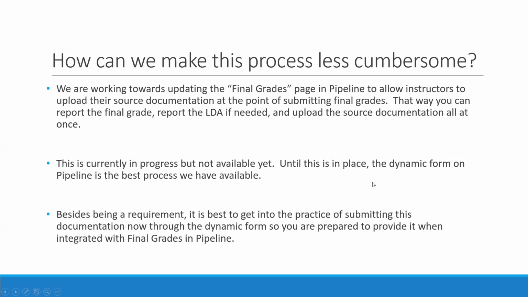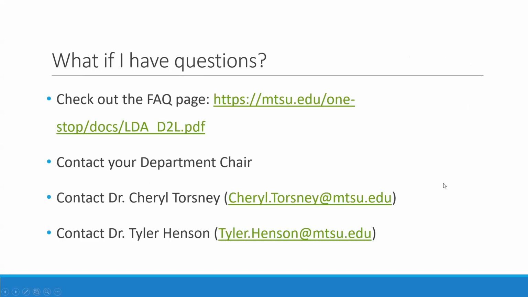And again, how are we trying to make this process less cumbersome? We're working towards updating the final grades page to where you can submit your source documentation at the point that you are submitting final grades. So there isn't that extra step. I don't have a date when that's going to be available, but we are working towards it. And this is going to be a requirement forever, as far as we know. And so it's best to go ahead and get in the practice of submitting this documentation now through that dynamic form, so you're prepared to provide it when we do integrate everything with final grades and Pipeline. So go ahead and get into that good habit of finding that source documentation every semester.